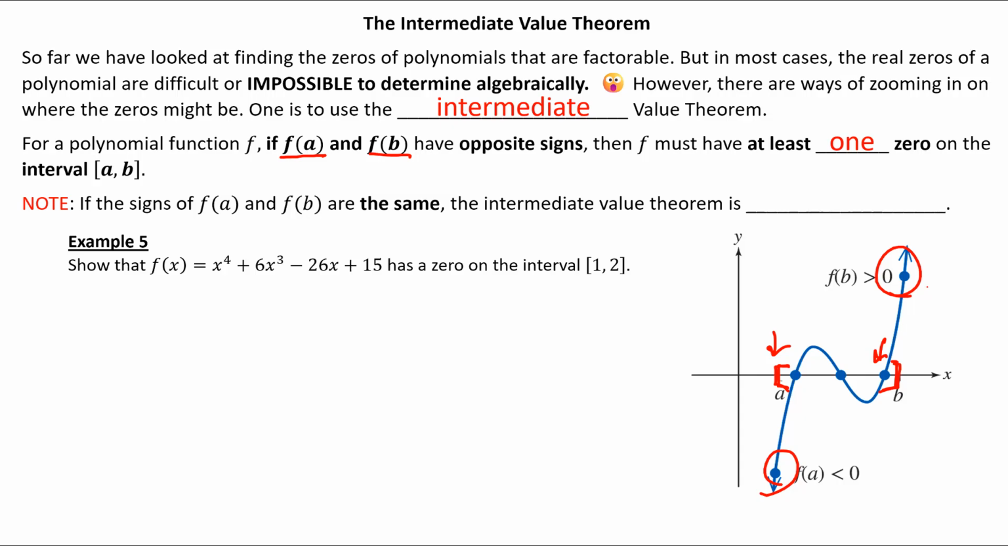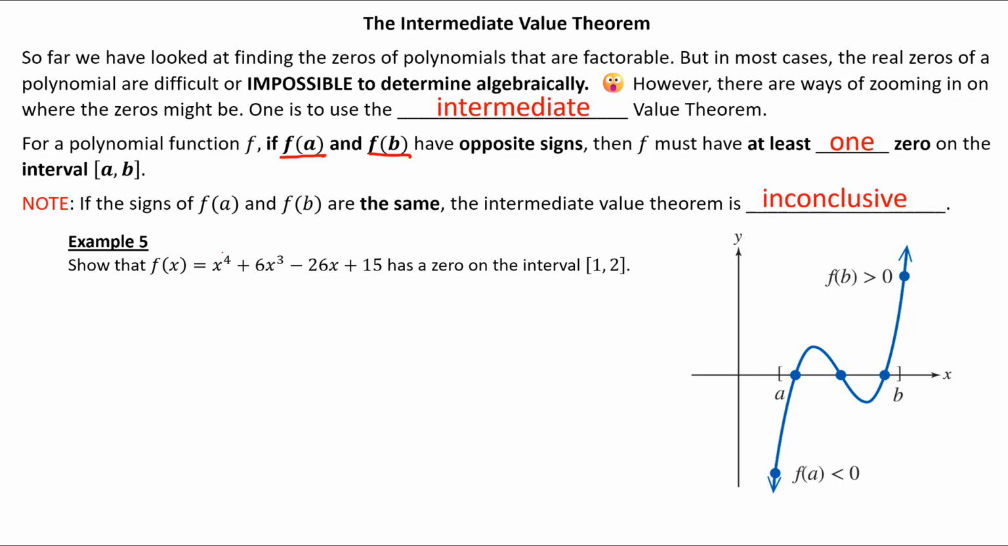This is the only thing the intermediate value theorem will do for you. It will tell you if there is at least one zero on a certain interval. But that's it. If the signs of f of a and f of b are the same, say they're both positive or both negative, the intermediate value theorem doesn't tell you anything. There could be a zero, but it doesn't tell you. So that's the tricky part. Remember, it can only do one thing.